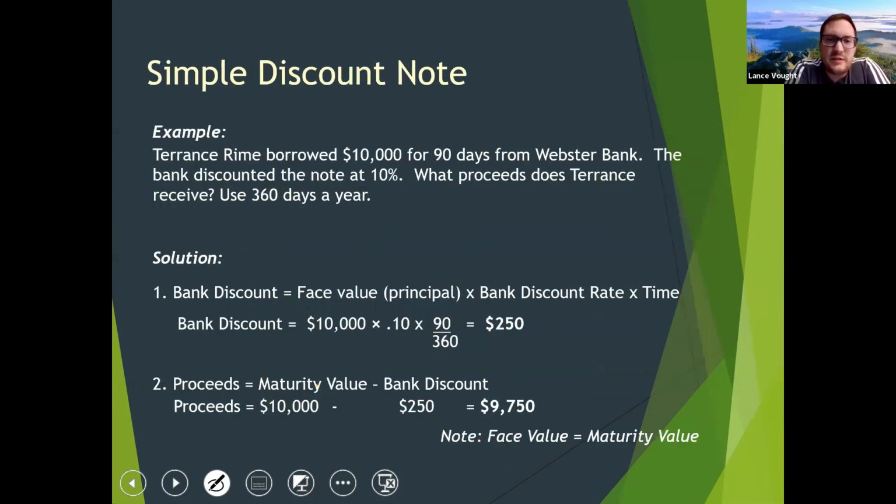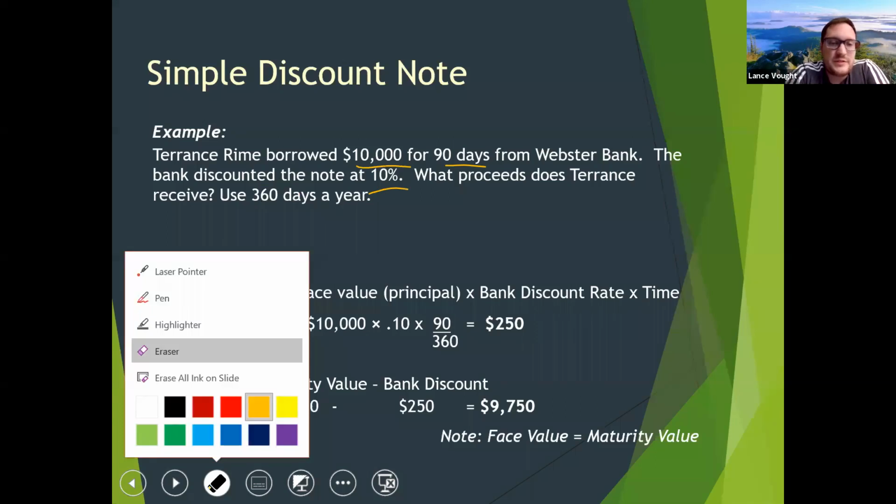So just as an example, I guess it was in my head that it was the same example, but now you have the math and the actual scenario behind it. Basically, if Terrence borrows $10,000 for 90 days from Webster Bank and they discount the note at 10%, what proceeds does Terrence receive? And we're using ordinary interest calculation here.